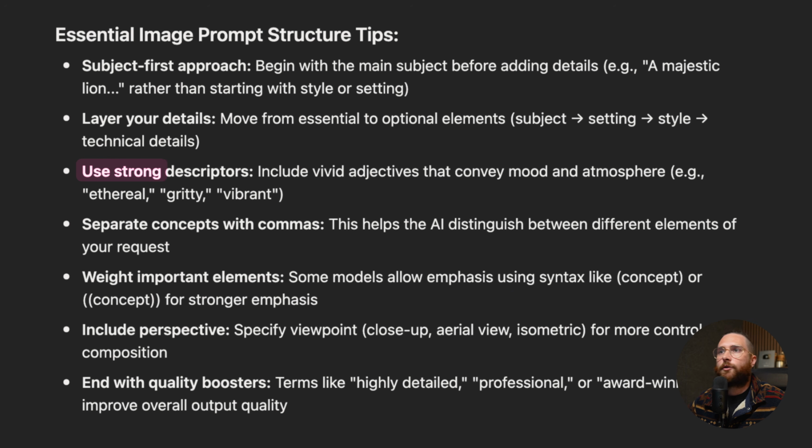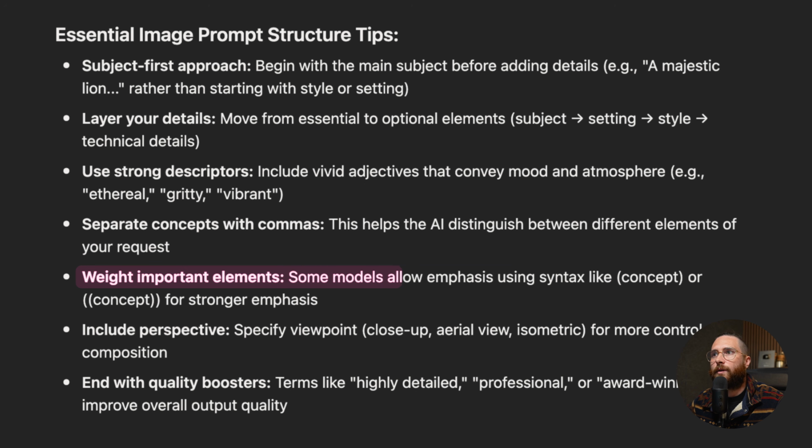Then you're going to start using stronger descriptors like vivid adjectives. You want to talk about mood. You want to talk about atmosphere. Then you're going to start separating your concepts with commas and periods. That helps the AI distinguish between the relevance of your request. And then you're going to weigh your important elements.